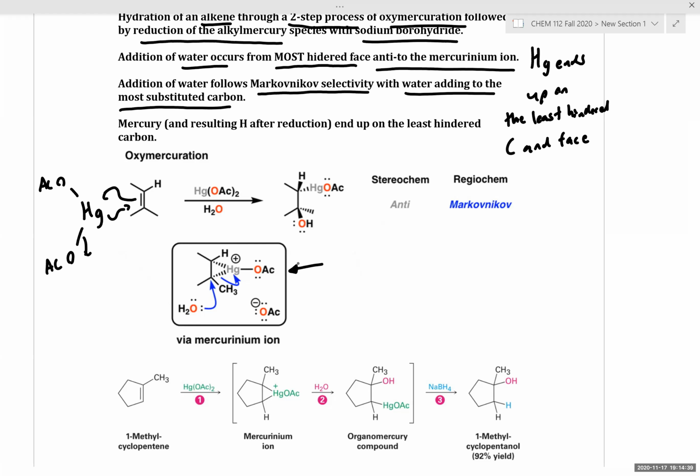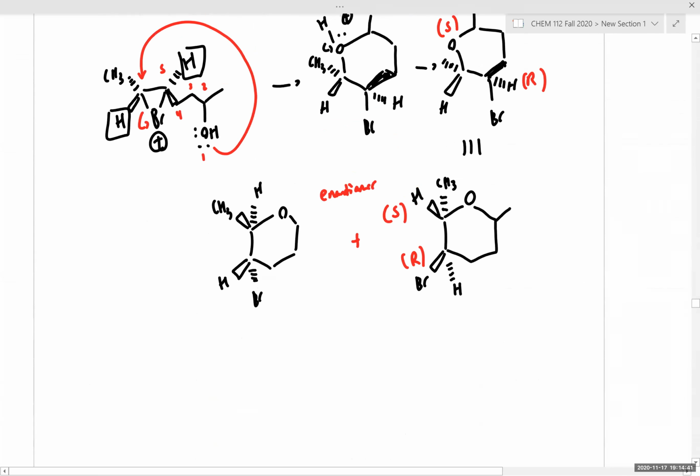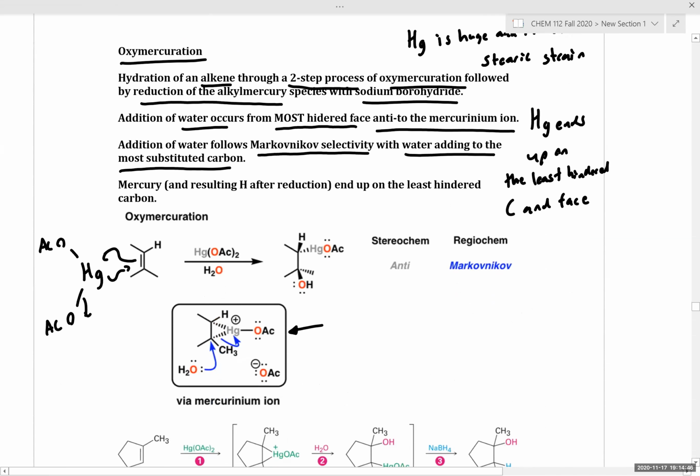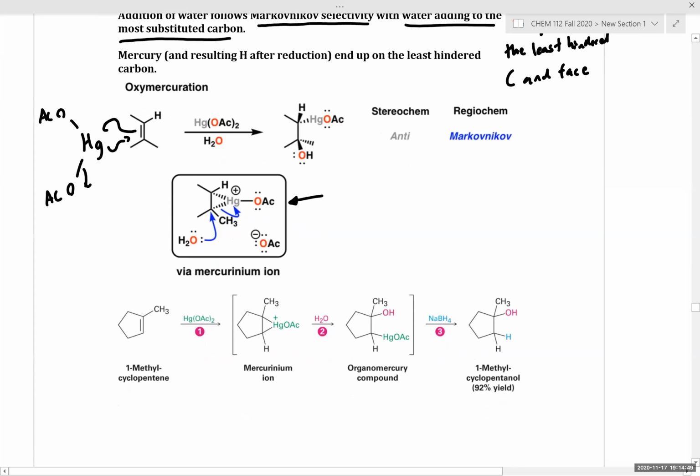Does this look familiar to anyone? Going all the way back up here. The halonium intermediate, exactly right. Mechanistically, these two reactions can be thought of as a pair of complementary reactions. This mercurinium ion is very similar to our halonium intermediate. And our regiochemical outcome is also similar. We end up with the attack on the most substituted carbon with anti-stereochemical selectivity and Markovnikov regioselectivity.